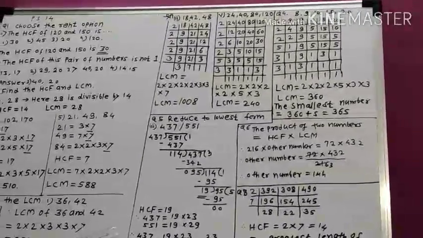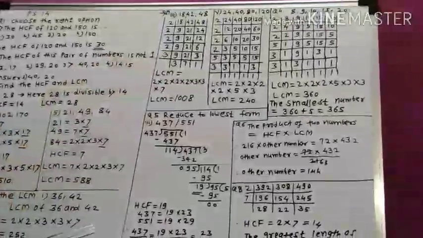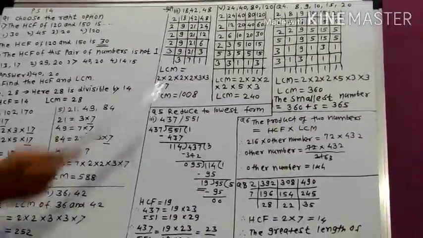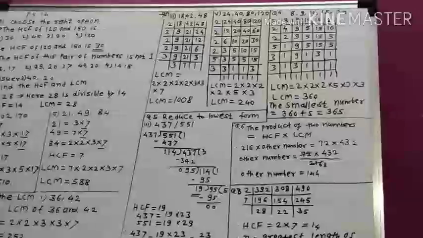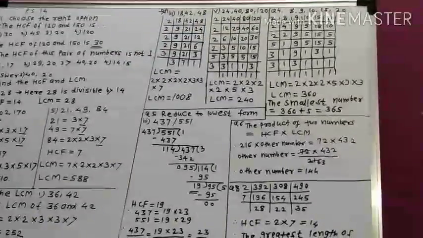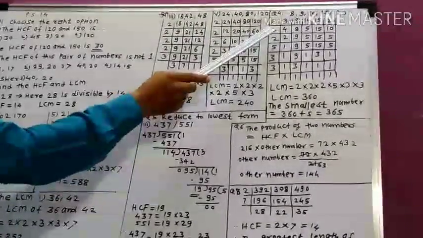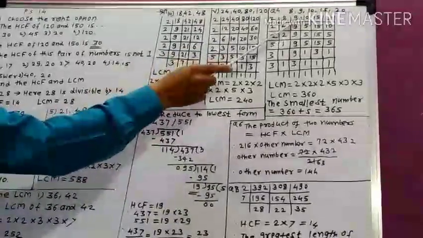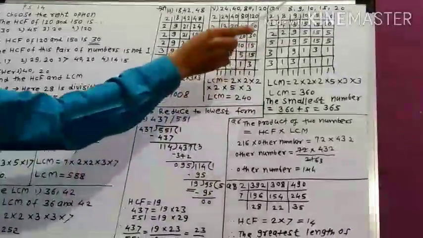Then we have to find the fourth question. In this question, we have to find the smallest number that is divisible by 8, 9, 10, 15, 20. It means in that example, first we have to find the LCM of 8, 9, 10, 15, 20.